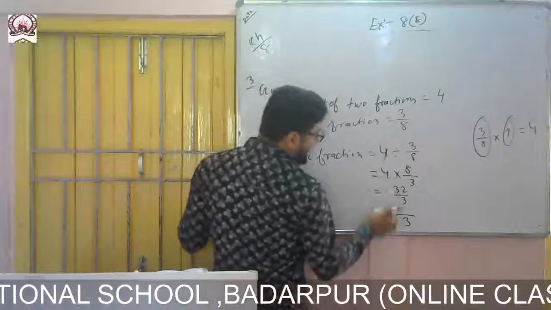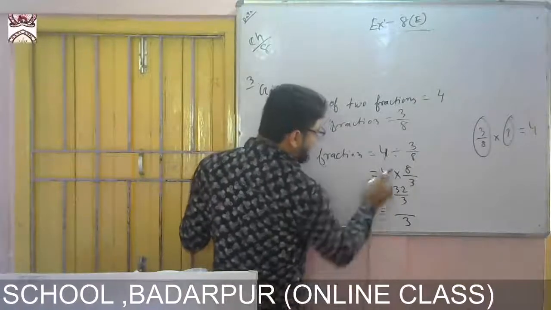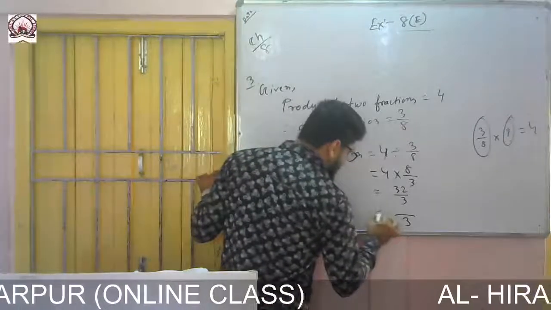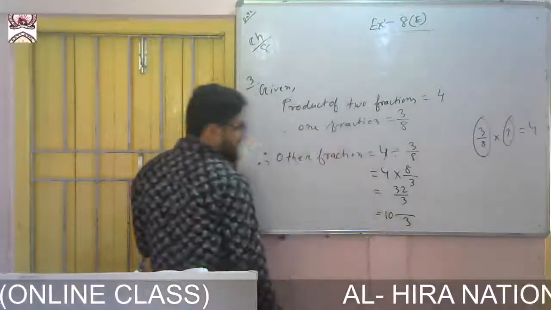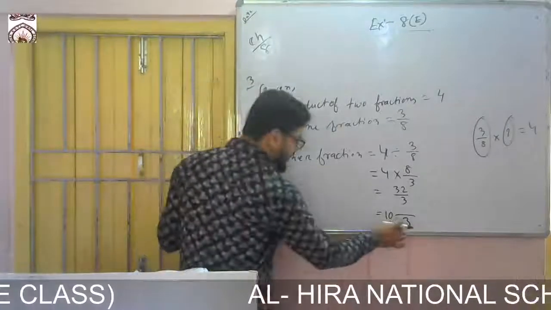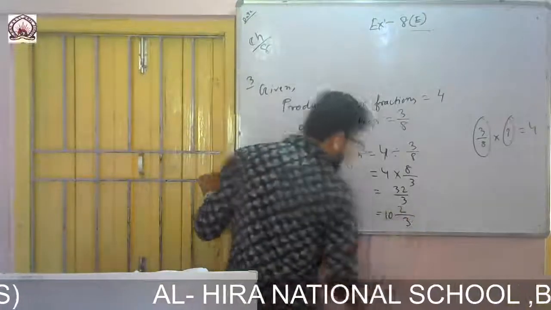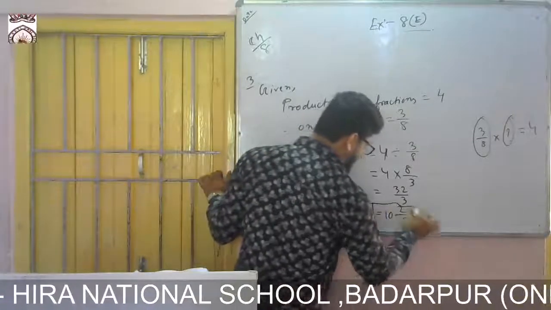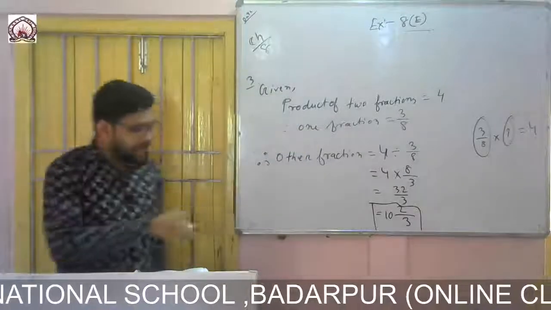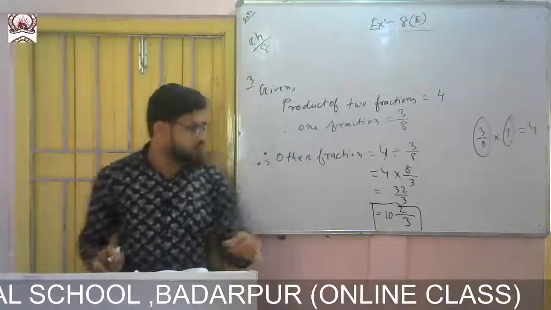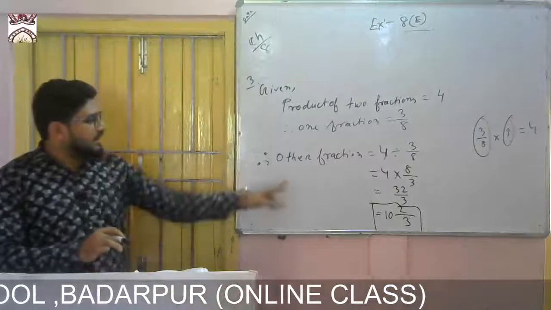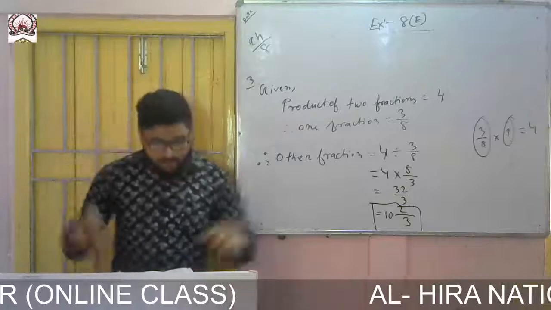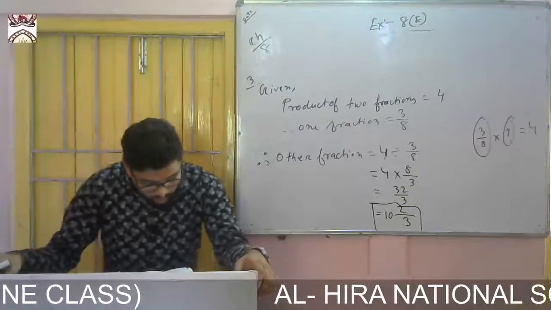How? 4 8s are 32 by 3. So 3 10s are 30, 3 11s are 33. So 3 10s are 30, remain 2. That is the required fraction, and the answer is 10 2 by 3. The other fraction is 10 2 by 3.